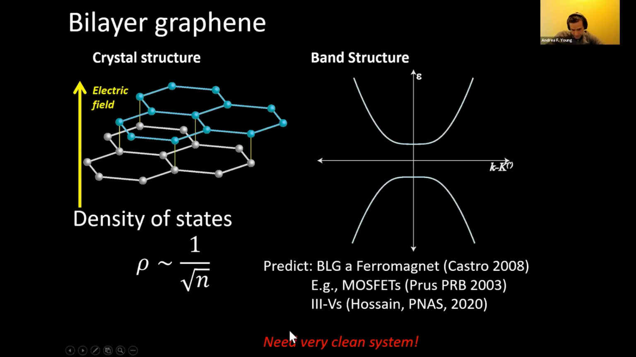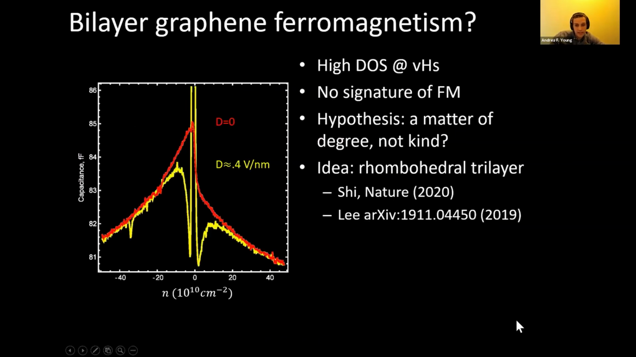You need a very clean system, and we looked at this already several years ago, and you can see this is a measurement of the capacitance. You can read this off as inverse compressibility. So a big peak here when you have an applied displacement field is where you have a gap at charge neutrality in bilayer graphene. We didn't see any signatures of ferromagnetism. If you look at the low density, you see these sharp dips. Those are the Van Hove singularities at the band edge.